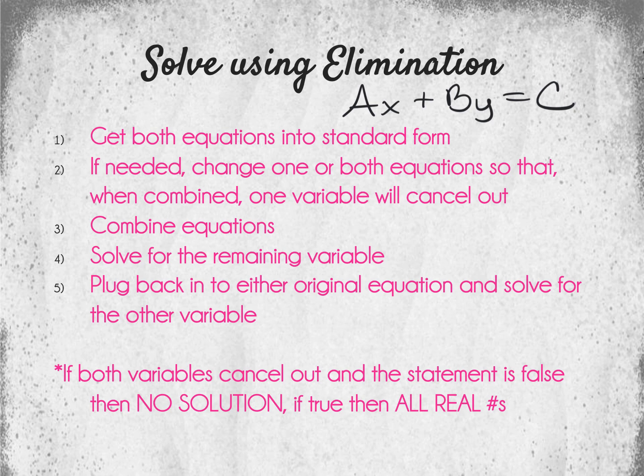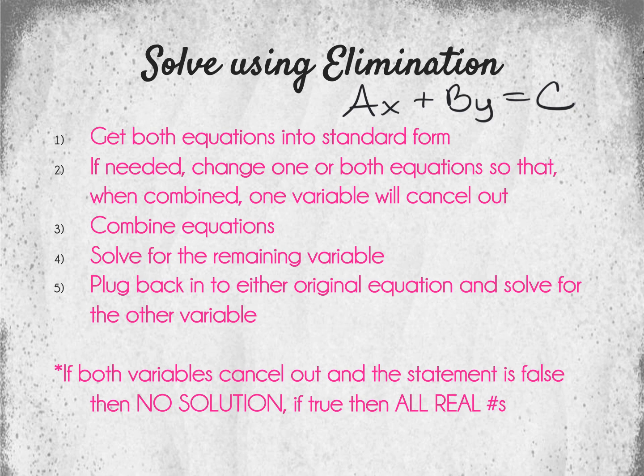Then after you cancel out and combine them, you get your first variable. Once you get the value of that variable, you plug it back into either original equation and solve for the other variable. Now, just like yesterday with the substitution method, we have the two special cases. If both variables cancel out and the statement that is left is false, then it's no solution. If the variables cancel out and you're left with a true statement, that's when it's all real numbers.